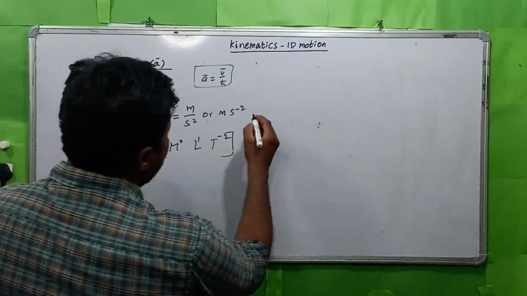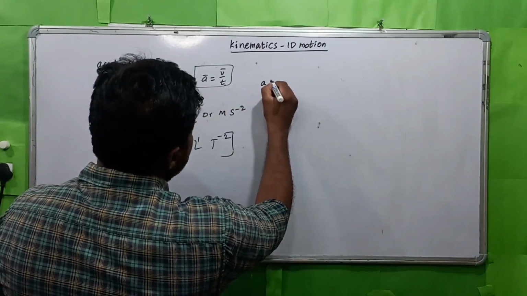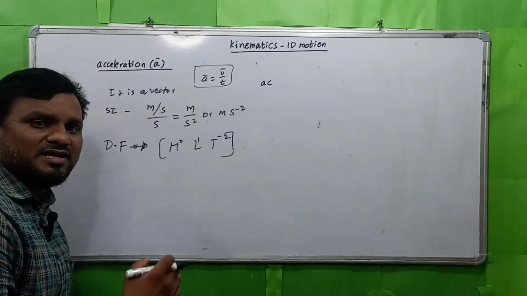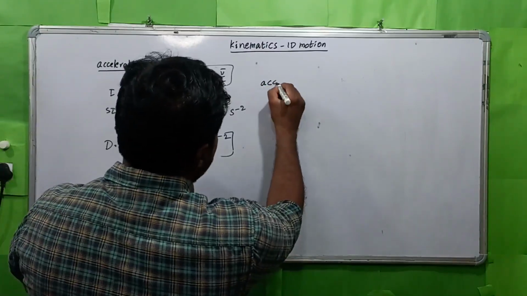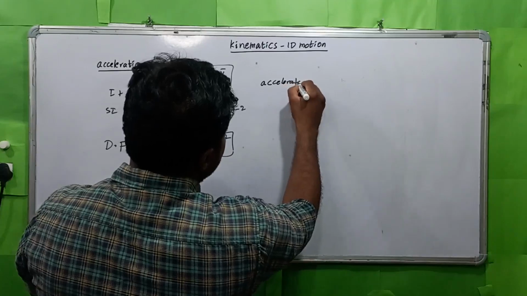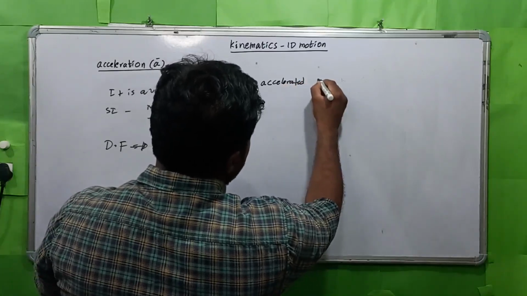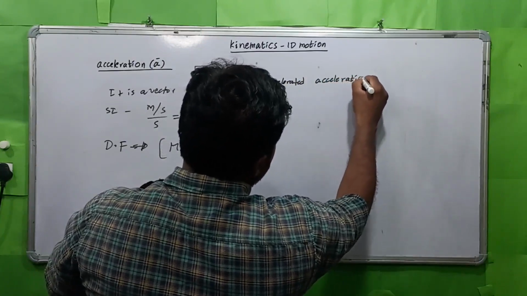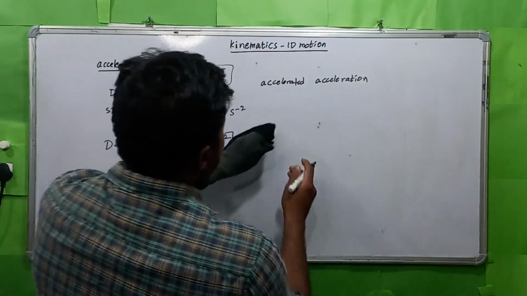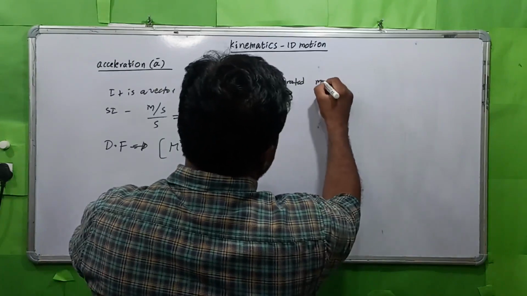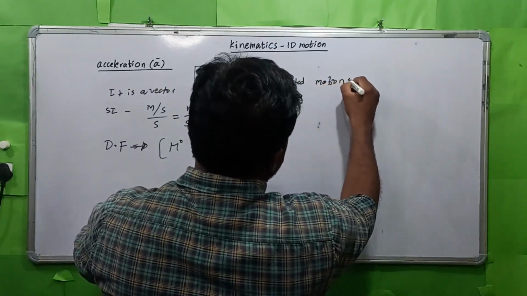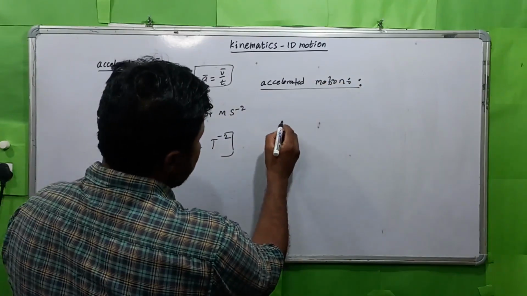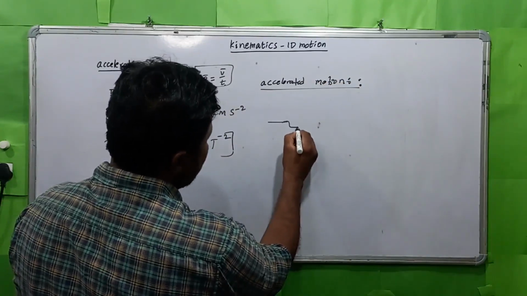Now we will discuss when an object is said to be in accelerated motion and when it is said to be in decelerated motion. Accelerated motion. Suppose there is a car. The car is moving.